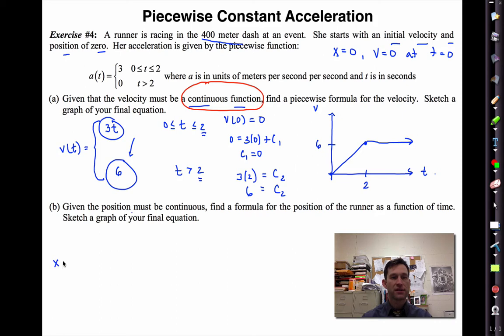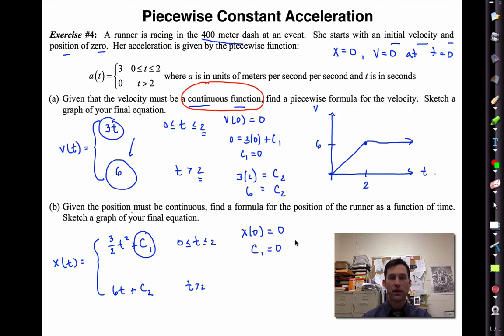So let's call it x. Piecewise formula. All right, what would the first thing be? 3/2 times t squared plus constant 1 or constant 3, however you want to think about it. Second one would be 6t plus c2. Okay, now same deal for 0 to 2, greater than 2. To figure out c1, we would use the fact that x sub 0 is 0, but that would actually result in c1 being 0 again.